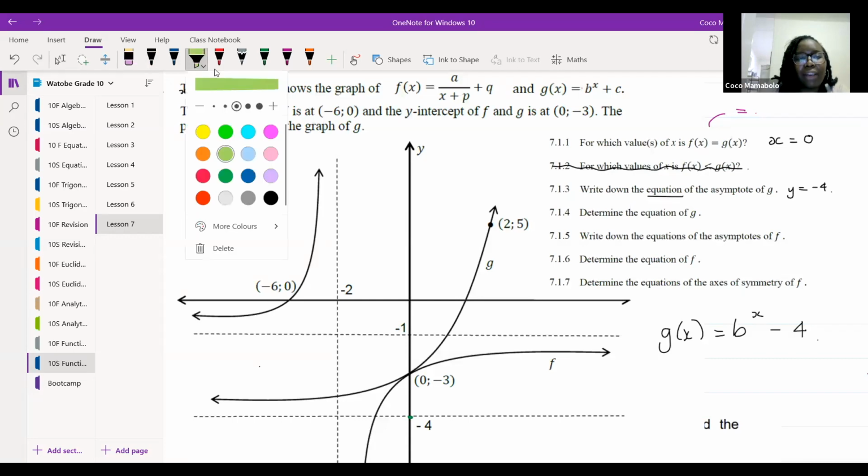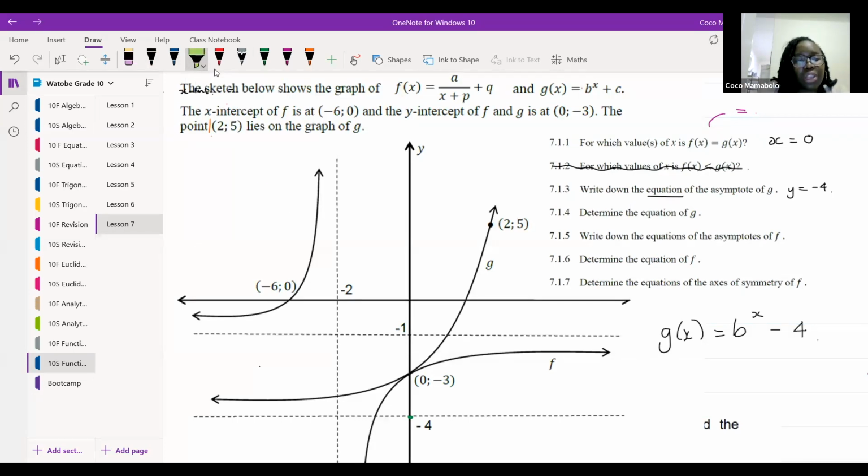Now, our big thing right now is that we have to figure out the value of b. The way we figure out the value of b is we always sub in the point that they've given us. Which point on the graph of g have they given us, guys? They've been nice enough to give us 2, but anybody can pick one.